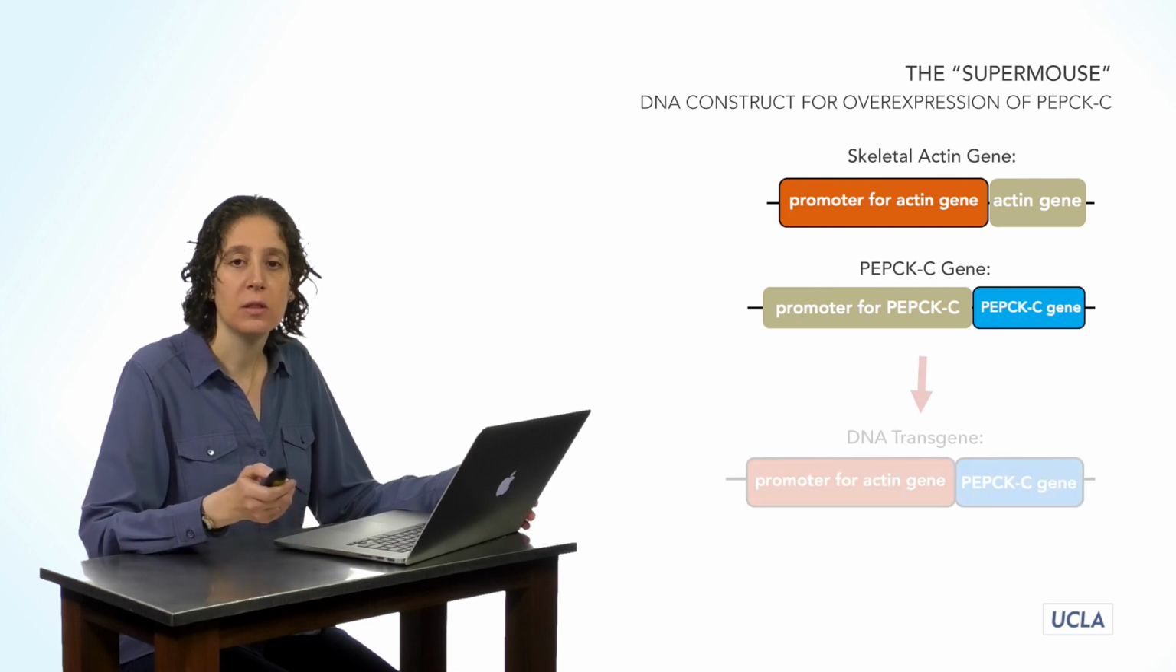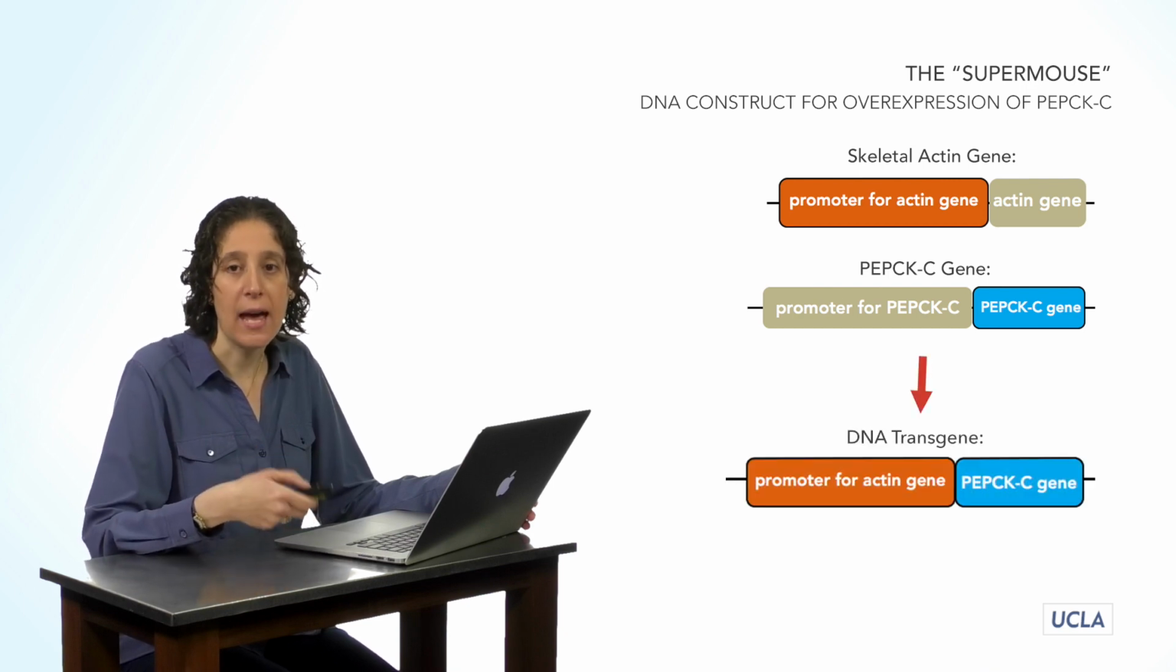Okay, so then you ligate the promoter for the actin gene in front of the PEPCKC gene. And then the next step is to make a mouse that expresses this transgene by injecting the transgene into a mouse embryo. And then in the transgenic mice that result, the PEP-CKC gene will be overexpressed in skeletal muscle.